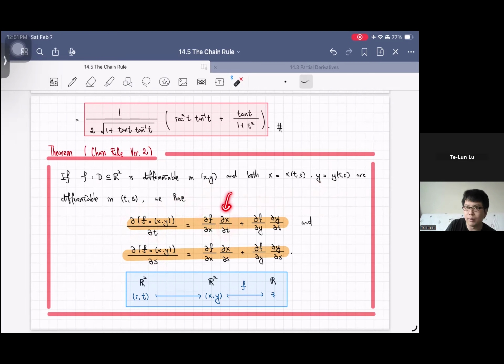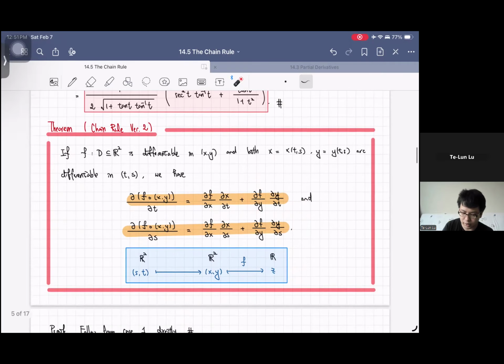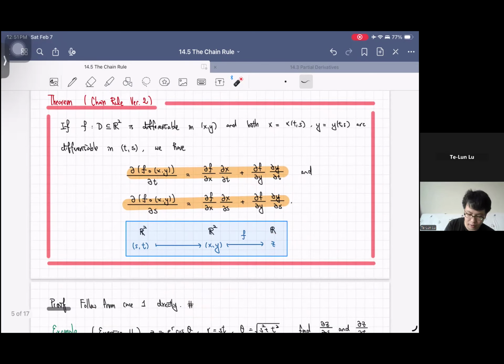Be careful. This is different from the previous version because in the previous version, x is a one-variable function, so it's dx/dt. But now x is actually a two-variable function, so partial x partial t. And the same thing here, partial f partial y, together with partial y partial t. The same thing happens if you're differentiating with respect to s. So this is a diagram of how the whole function works. Given s and t, we have x and y, a two-variable argument. You plug it in f, you get some output z. So z is a two-variable function of s and t.